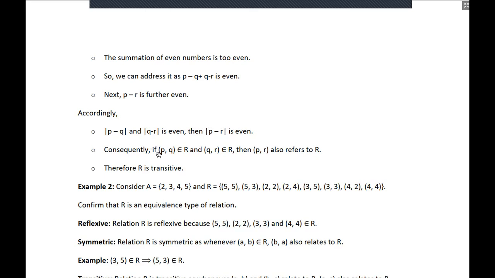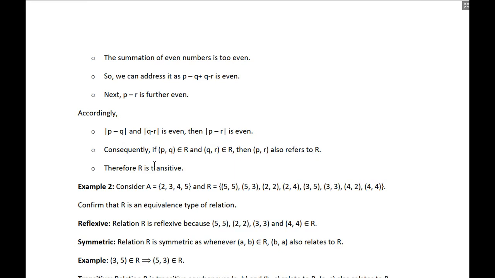Consequently, the ordered pair (P,Q) belongs to R and (Q,R) belongs to R. Then we have proved that (P,R) also belongs to R. Therefore, R is transitive. So this relation fulfills all three properties: reflexive, transitive, and symmetric. So this is an equivalence relation.